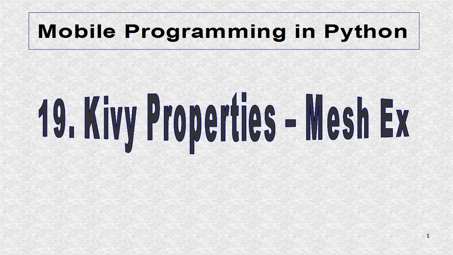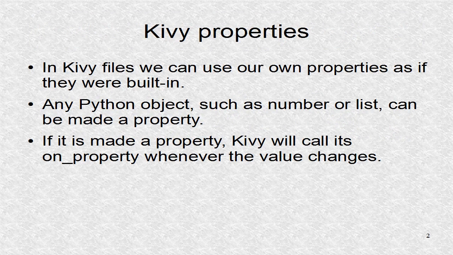1. Kivy properties are used with a mesh example. Mesh is a vertex canvas instruction. 2. We can use Kivy properties to make our variables behave like regular Kivy variables. Whenever their value changes, Kivy will update any widgets that depend on them and call the on_property function if it exists.